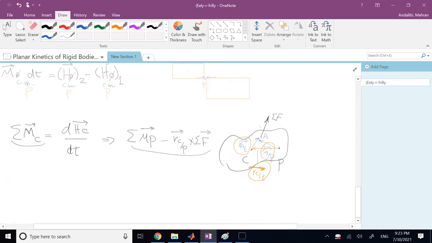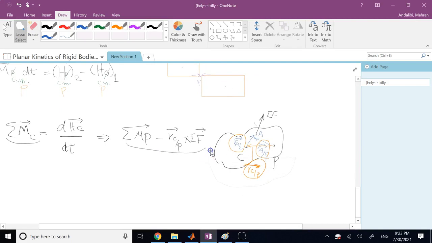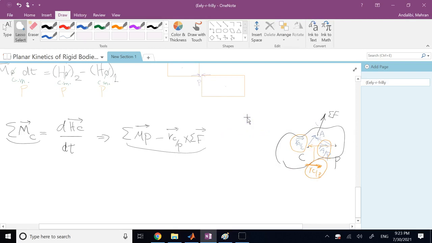And in one of my videos, if you go and look under the dynamics playlist, you can see this. Shift in the moment, shift in the angular momentum, shift in the moment of inertia, and so on. So this is how I change it from point C to point P. Good. What about H about C? It's a similar thing, okay?